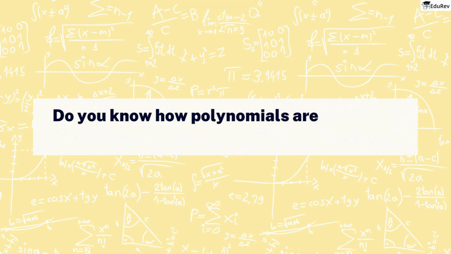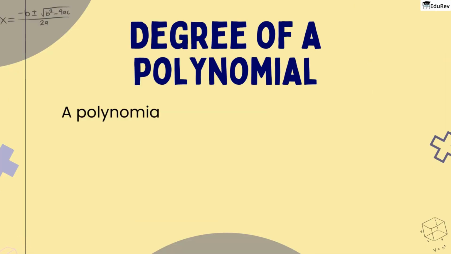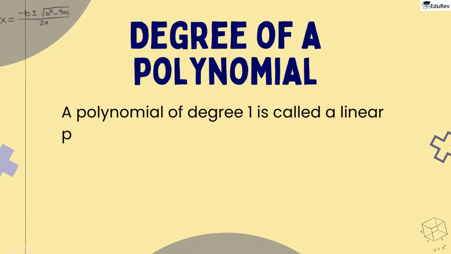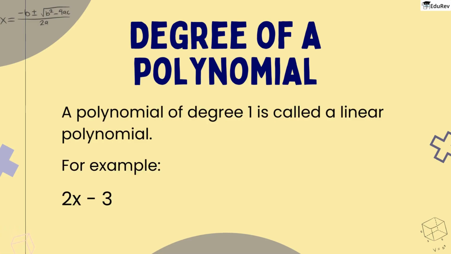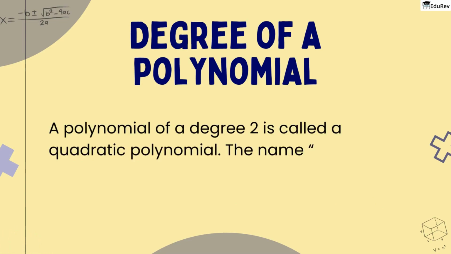Do you know how polynomials are named on the basis of their degree? Let's see. A polynomial of degree 1 is called a linear polynomial. For example, 2x minus 3, root 3x plus 5, x minus 2 by 11, etc. are all linear polynomials. A polynomial of degree 2 is called a quadratic polynomial.